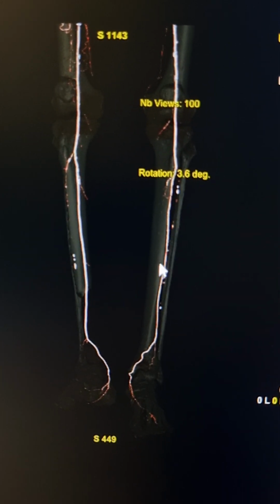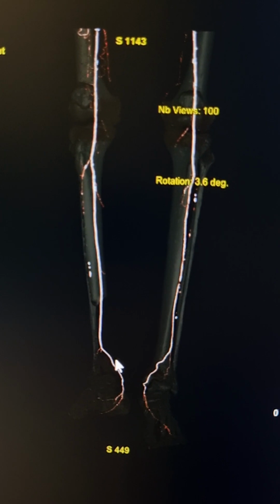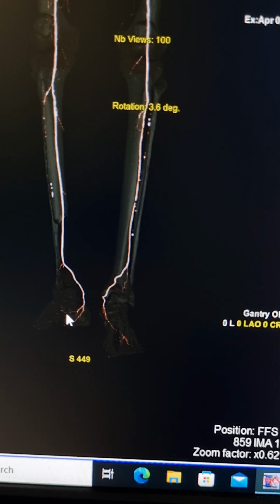Now this is the distal part here. This in fact is the peroneal artery which continues downwards. It is good. And then it courses medially and takes the course of the posterior tibial artery. These are the plantar branches.